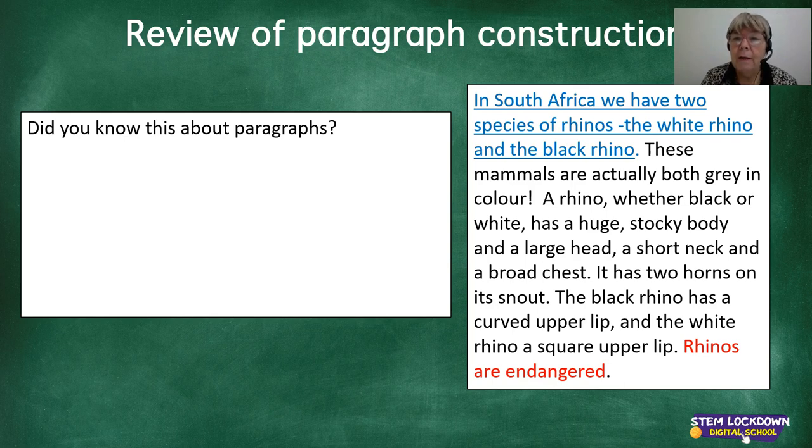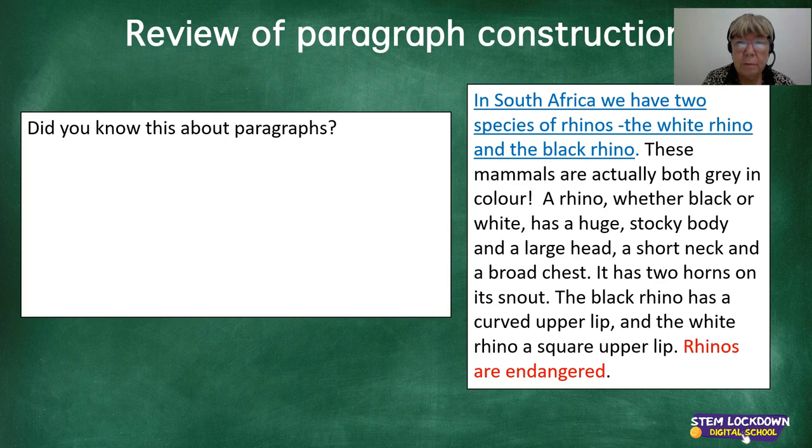In South Africa, we have 2 species of rhino, the white rhino and the black rhino. These mammals are actually both gray in color. A rhino, whether black or white, has a huge stocky body, a large head, a short neck, and a broad chest. It has 2 horns on its snout. The black rhino has a curved upper lip, and the white rhino has a square upper lip. Rhinos are endangered. Okay, so there's our paragraph.